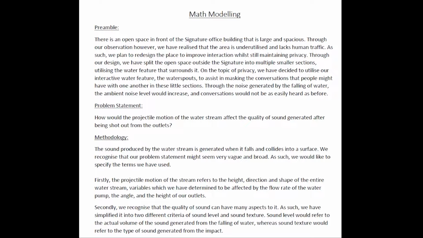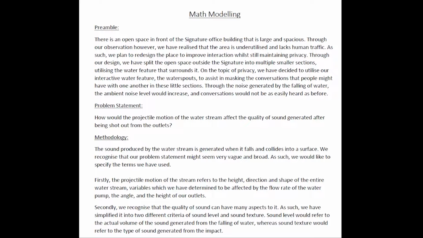So our plan is to redesign the place to improve the interaction with the office workers as well as with the environment around it, yet while still maintaining privacy. In our design, we have split the open space outside the Signature into multiple small sections utilizing the water feature that surrounds it. Specifically for this project, we have decided to use our interactive water feature, which is the water spouts, to assist in masking the conversations that people might have with one another. It's really through the noise generated by the falling of water that we mask the conversations and increase the privacy that people can have while they have their conversations.